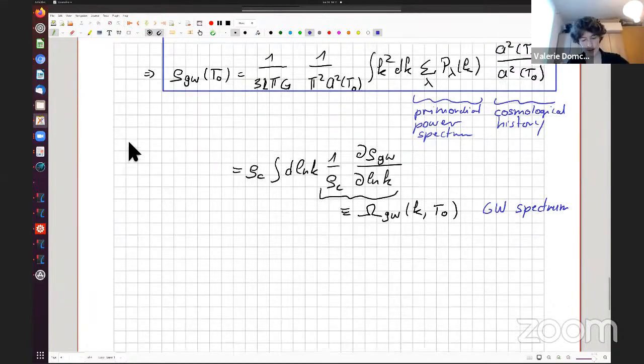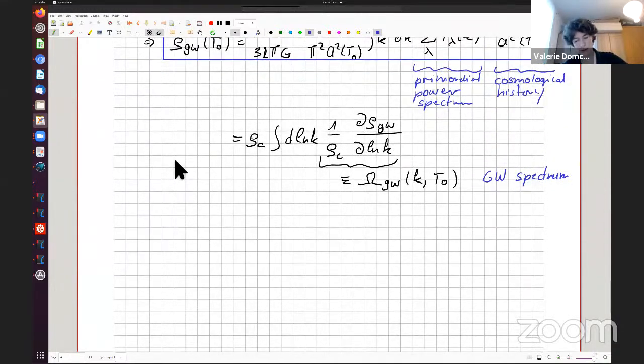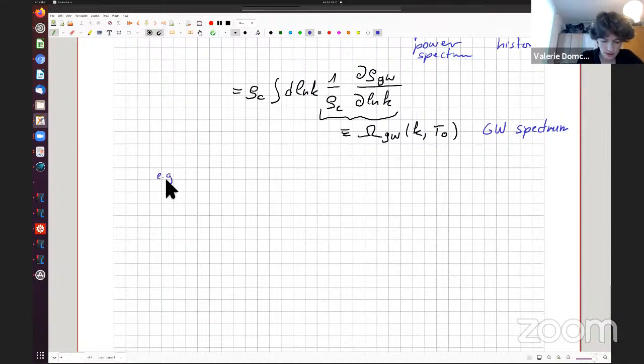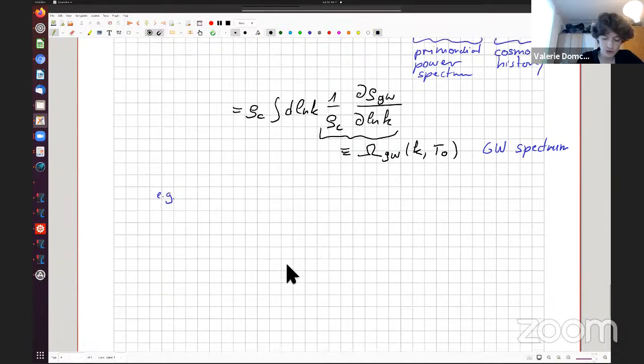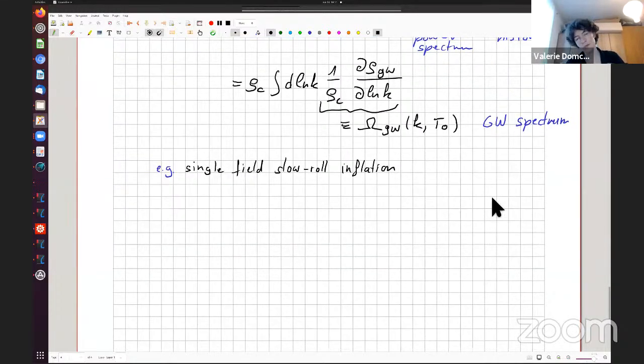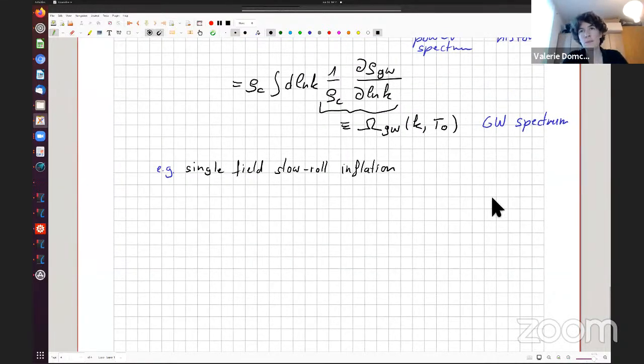Okay, so tomorrow we'll talk more about sources, but let's just have a first glimpse and look at essentially what we expect here for single field slow roll inflation. Inflation is a phase of exponential expansion in the very, very early universe, invented to explain why the universe is so homogeneous and so isotropic.